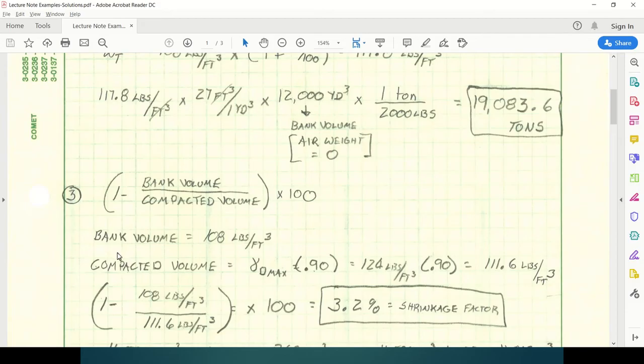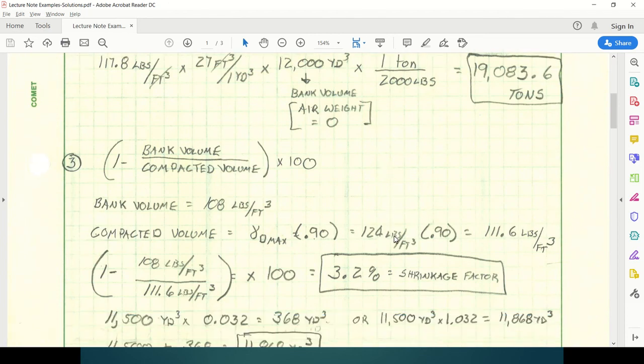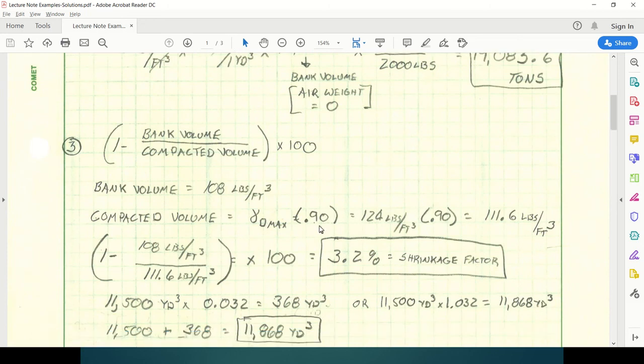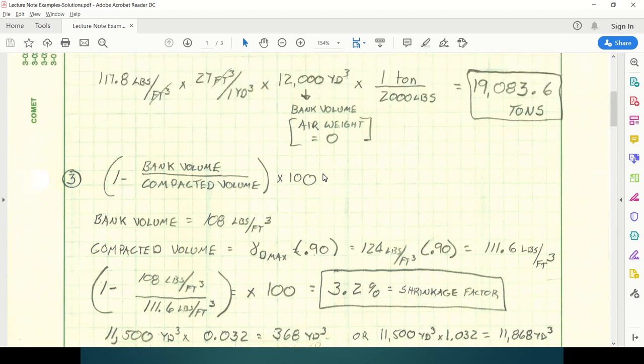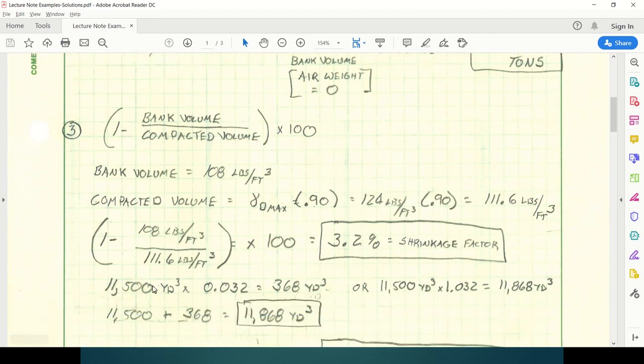So based on percent compaction, I know I'm going to compact that to 111.6 pounds per cubic foot. That's 90% of my maximum density. Now knowing that, my shrinkage factor is 3.2%. So I'm losing 3.2% volume of 12,000. So now I don't want to subtract that, I'm losing that, right?